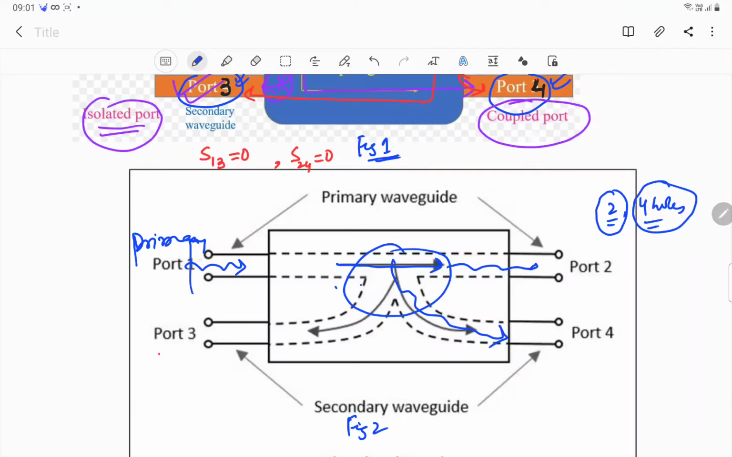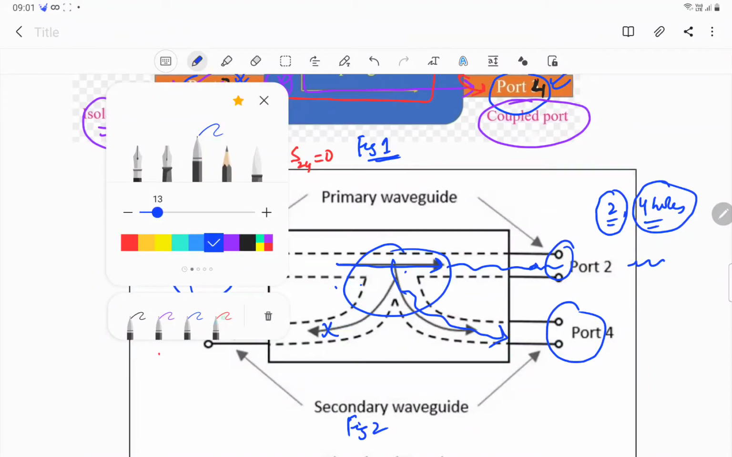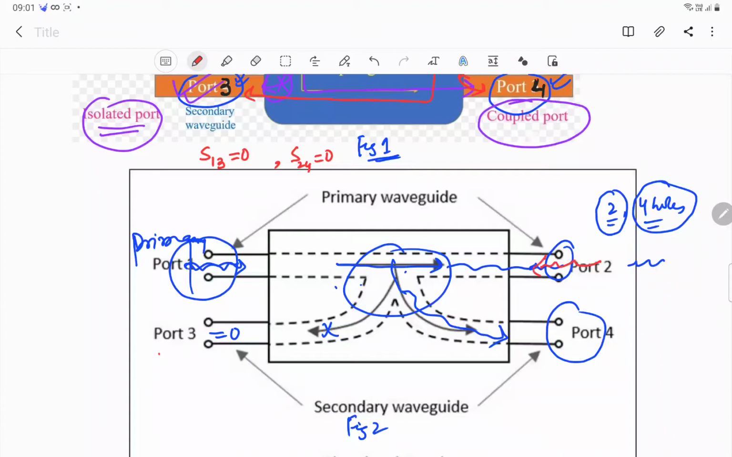As I said, a signal fed at port 1 reaches port 2, and some part of it gets coupled to port 4, but we don't receive anything at port 3. Power received at port 3 is 0. Likewise, if I feed a signal at port 2, we receive some power at port 1, and some part of the power also reaches port 3, but nothing reaches port 4. Power received at port 4 is 0.